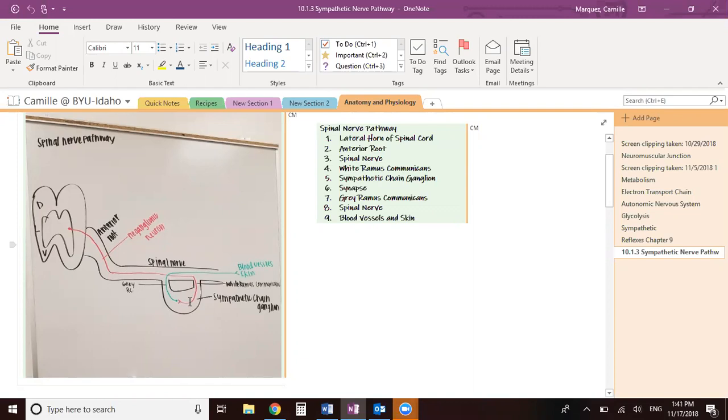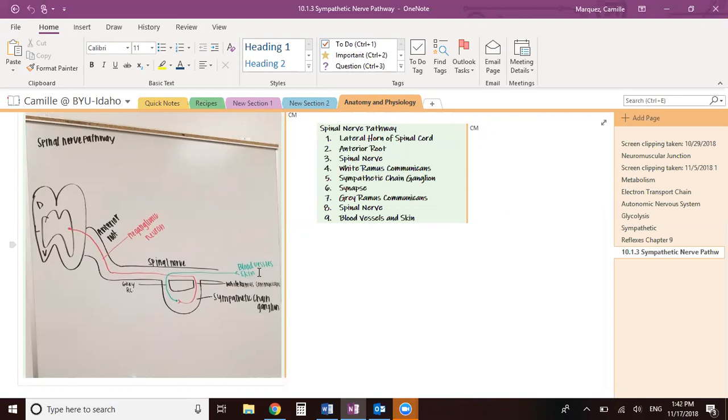In the sympathetic chain ganglion is where it's going to synapse, which just basically means to move to another neuron. So we go from the preganglionic neuron to the postganglionic neuron, which is the green one. And the postganglionic neuron is going to leave through the gray ramus communicans and go down the spinal nerve, and it's going to go more to blood vessels and your skin. That is when you would use this kind of sympathetic nerve pathway.